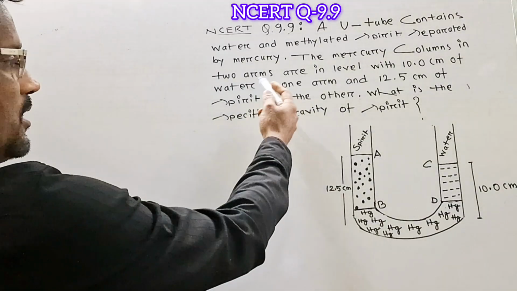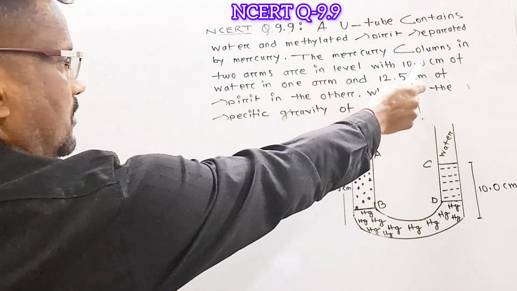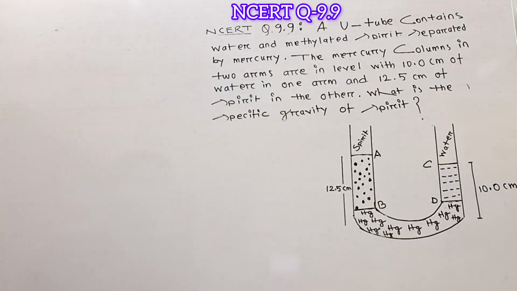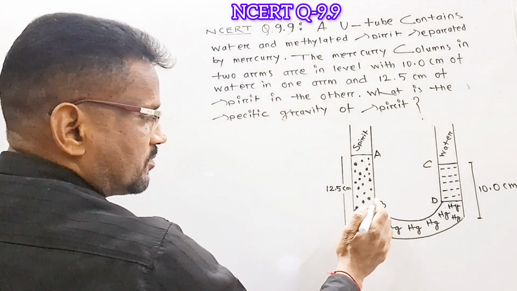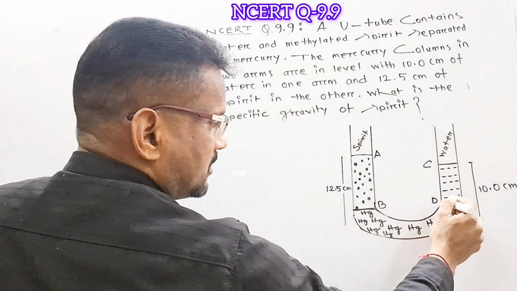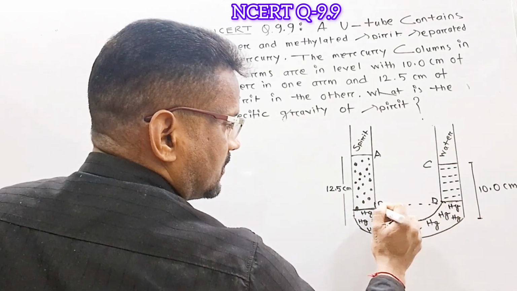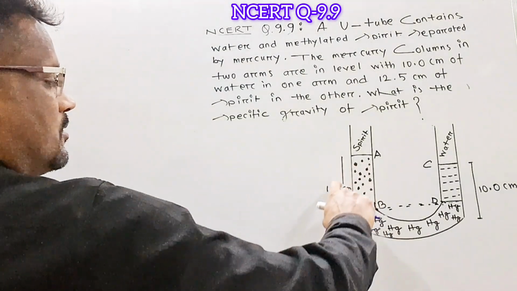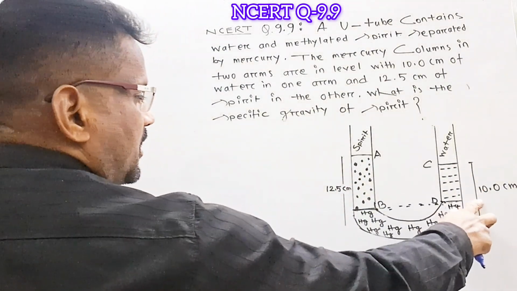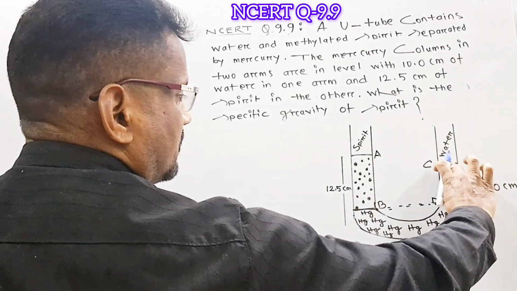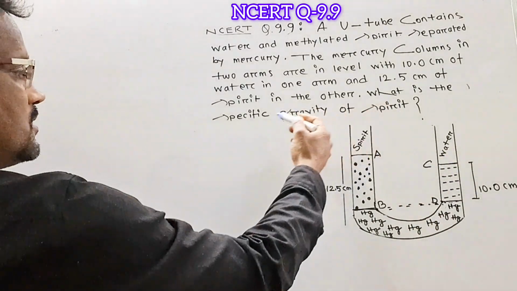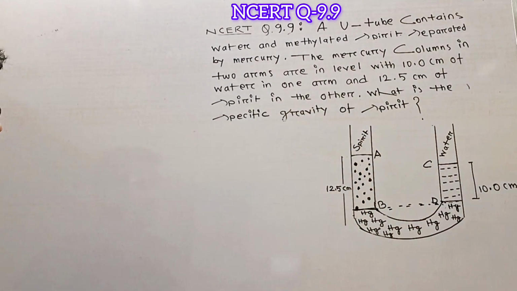Now see, it is also given that the mercury column in the two arms is at the same level. It means, most important point, that the mercury level in this column and in this column are at the same level. It is also given that the height of the spirit is 12.5 centimeter and the height of the water column is 10 centimeter. It is asked, what is the specific gravity of spirit?